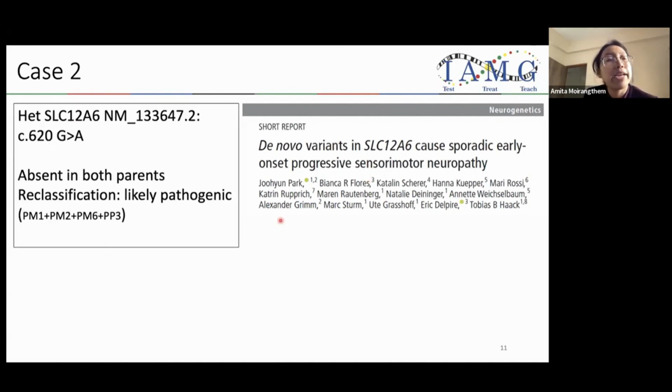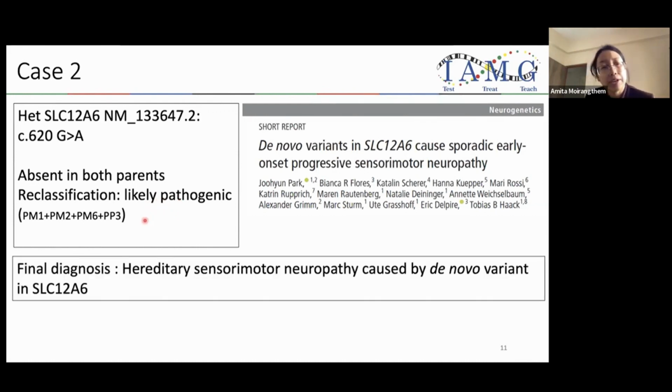So with this in mind, we went ahead and did the segregation testing of the parents, and this particular variant was absent in both the parents. That is, it was a de novo variant present only in the proband. With this additional information, we reclassified the variant as per the ACMG guidelines, and it came out to be likely pathogenic. The final diagnosis was hereditary sensory motor neuropathy, caused by a de novo variant in the SLC12A6 gene.